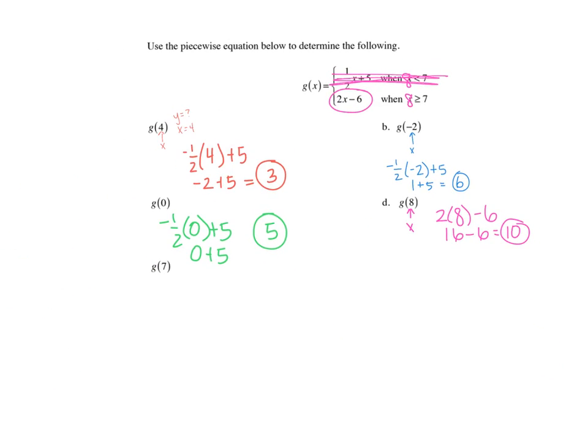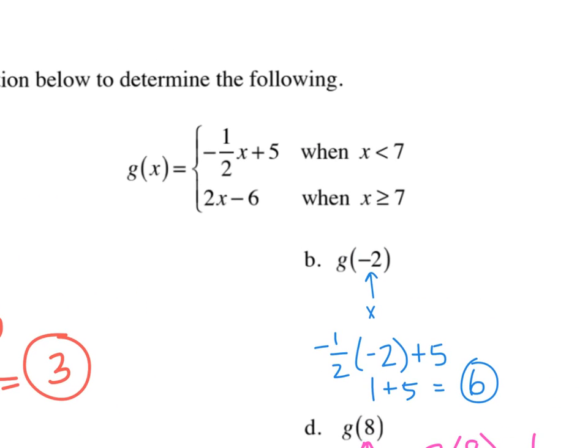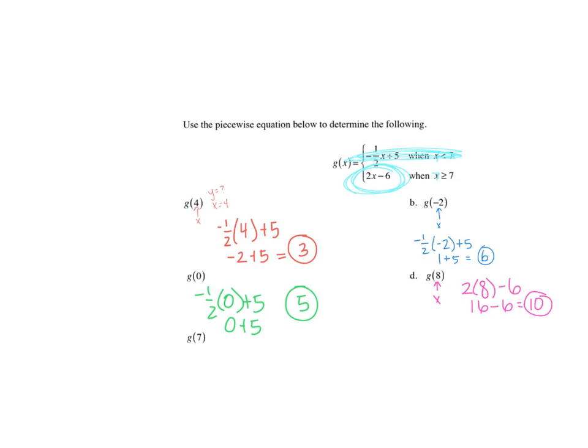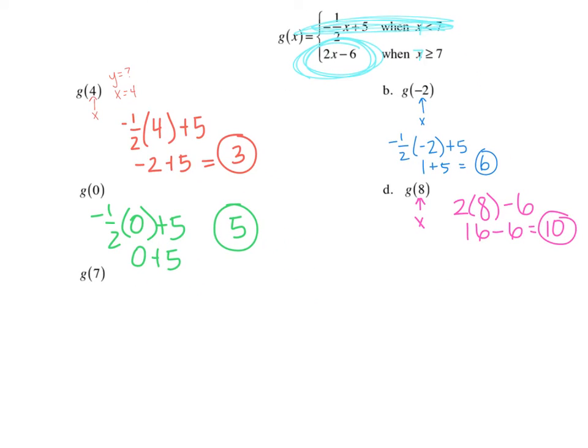And then, last but not least, say we have 7. Is 7 less than 7? Nope. Is 7 greater than or equal to 7? Yes, it's actually equal to. So that's the equation I'm going to use. So 2 times 7 minus 6. 14 minus 6 is 8.